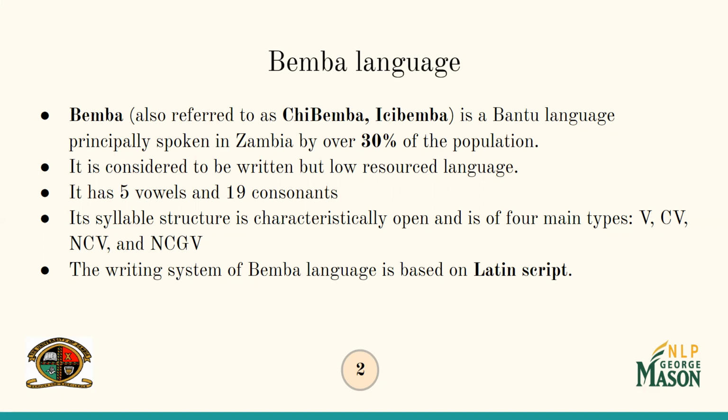It has 5 vowels and 19 consonants. Its syllable structure is characteristically open and is of 4 main types: V, CV, NCV, and NCGV. Its writing system is based on Latin script.